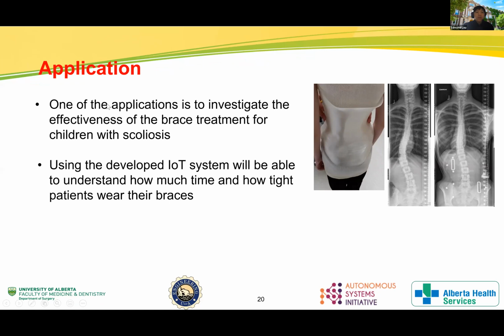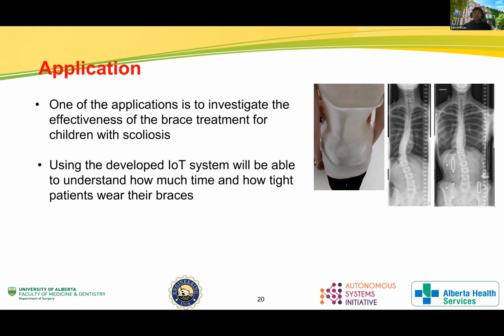So one of the applications is to investigate the effectiveness of brace treatment for children with scoliosis. As you can see here on the X-ray, this patient has a spinal curvature. When she wears a brace, her spine becomes straight. Now, in order to make the brace effective, the patient needs to wear it for enough time as well as with enough tightness. If they just put it on and wear it loosely, it may not be effective.